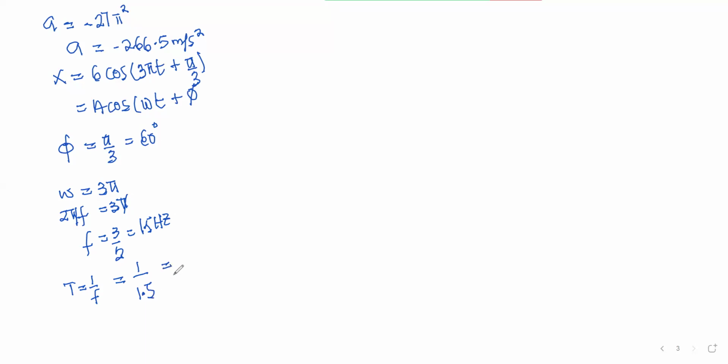Okay. So 1 divided by 1.5. What is 1 divided by 1.5? 0.667 seconds. All right. Then the next question.